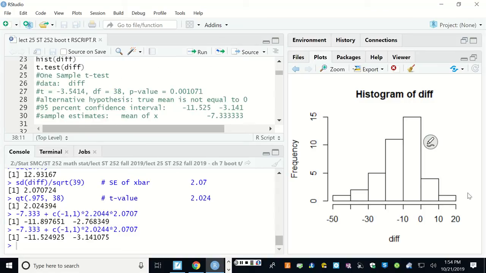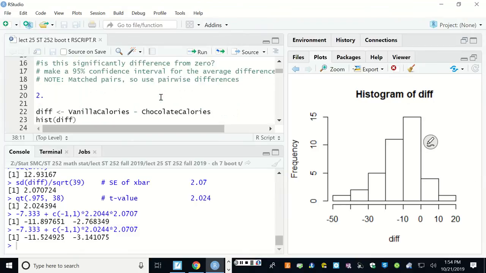It's a little skewed. It's not too terrible. 39 is not that small. So I wouldn't be too unhappy with this one.